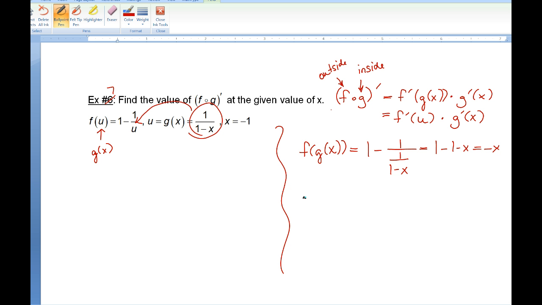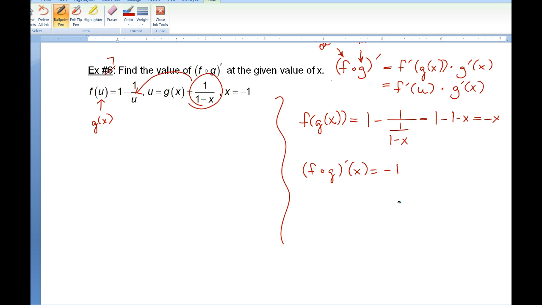So what's the derivative of that? Negative 1. So that's the answer. I love that. That's amazing. I like that way better. That's probably the easier method.